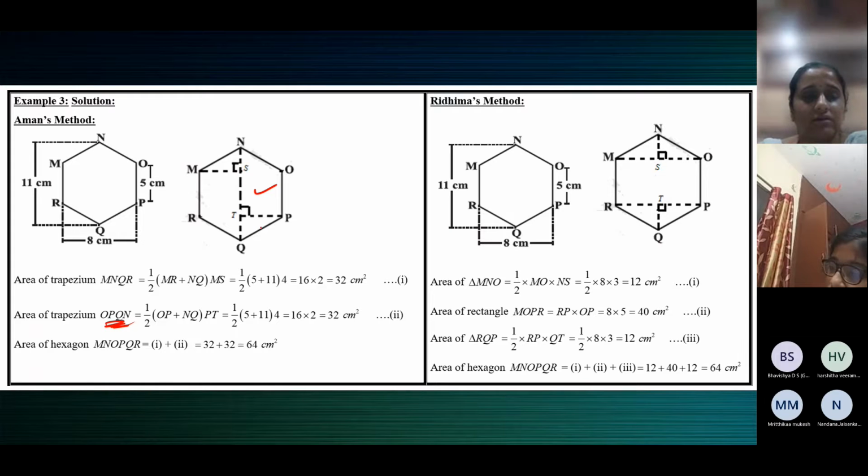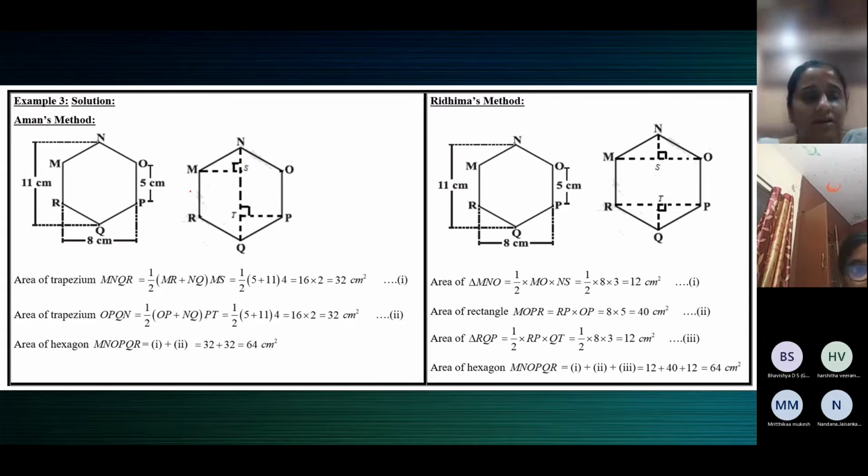OPNQ, in this one, half into sum of the parallel sides. These are the parallel sides, this one and this one. So half into OP plus NQ, half sum of the parallel sides, OP plus NQ into the distance between them, PT. PT is the distance between the two parallel sides. So we have written the formula. Now let's substitute the values.